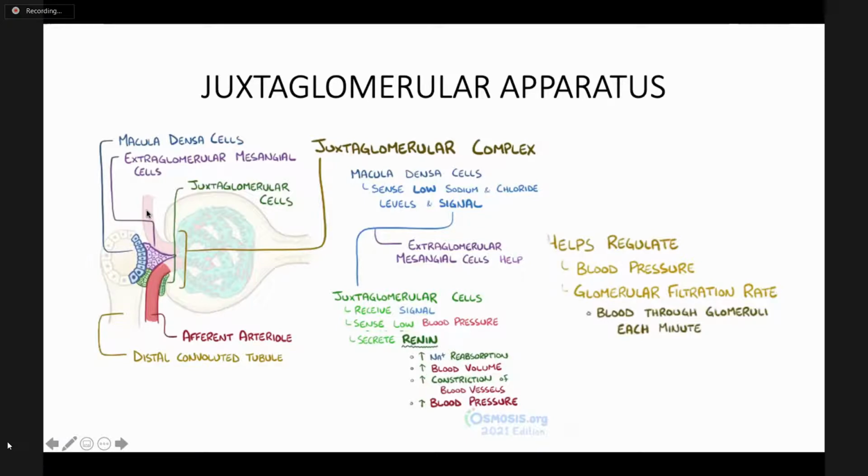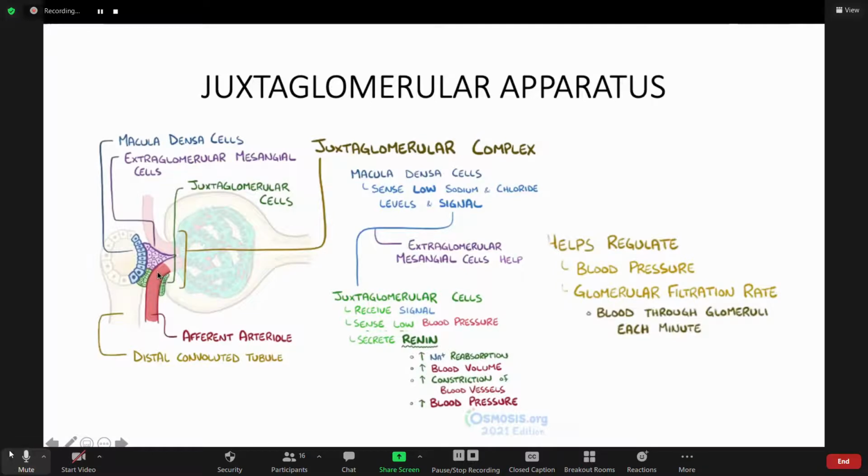So this is such a busy slide. Okay, the main component of this juxtaglomerular complex, or juxtaglomerular apparatus, the first one is the JG cell, the juxtaglomerular cell here. This is actually a modified smooth muscle cell from the afferent arteriole. Okay, can you appreciate this? Are you with me?